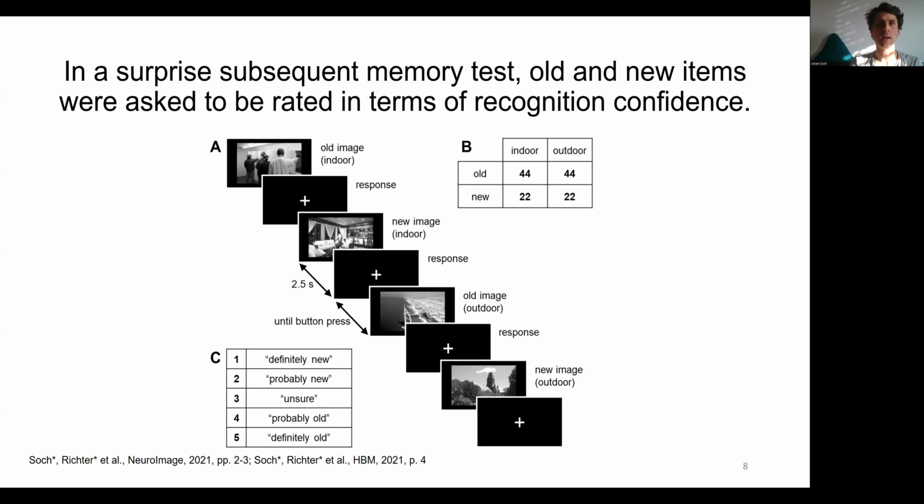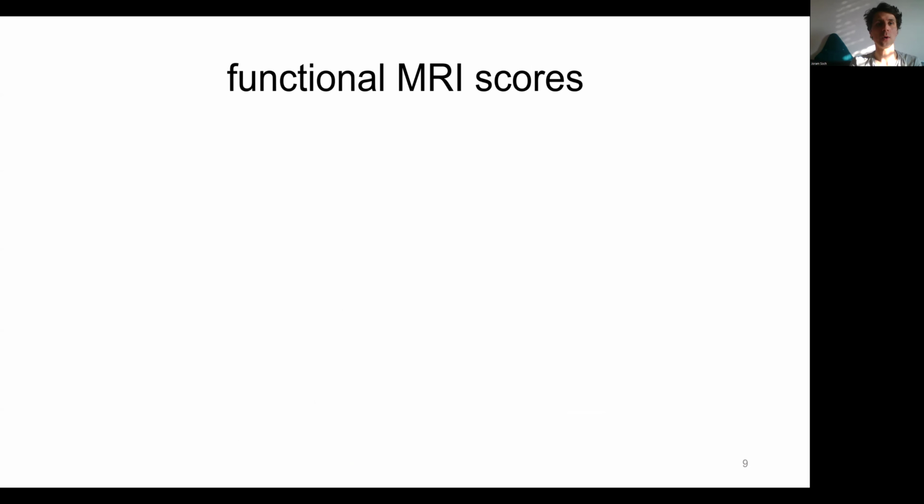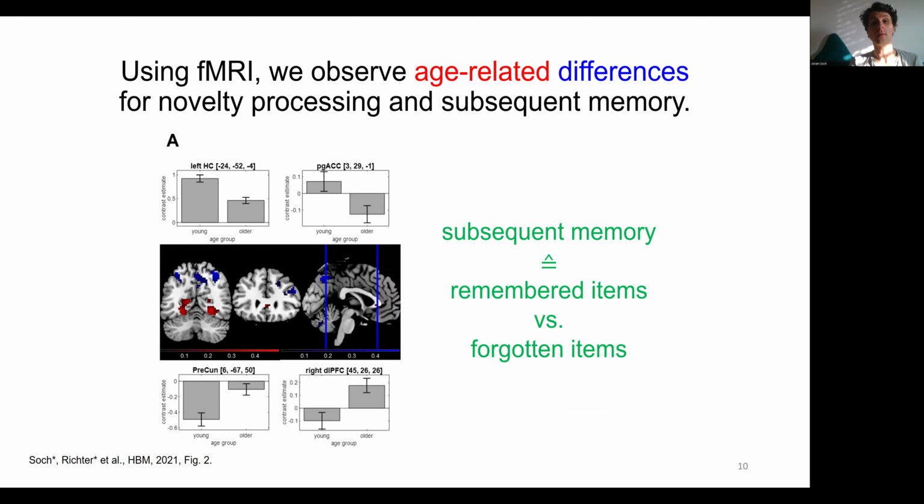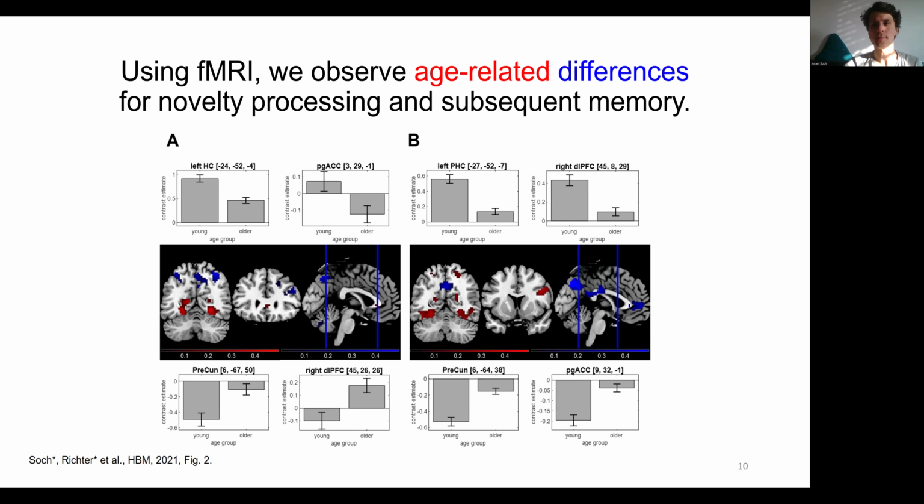And in fMRI data analysis, we of course focused on the encoding session. With respect to our experimental paradigm, we can either infer on effects of novelty processing by contrasting novel images with master images. This is shown here on the left. Or we can infer on subsequent memory effects by contrasting later remembered with later forgotten items. This is shown here on the right.